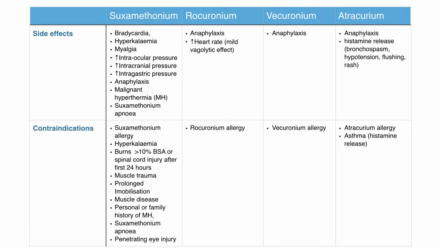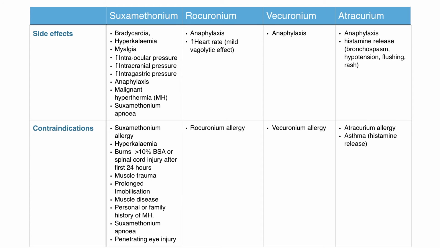Because it works by causing initial stimulation of the muscle followed by relaxation, the fasciculations can cause some myalgia following its use. The other main side effect is hyperkalemia, and in a generally healthy ambulant person, the potassium will go up by about 0.5 millimoles per litre following a dose of Suxamethonium. However, if the patient is already hyperkalemic or has renal failure, this increase in potassium can obviously be significant.